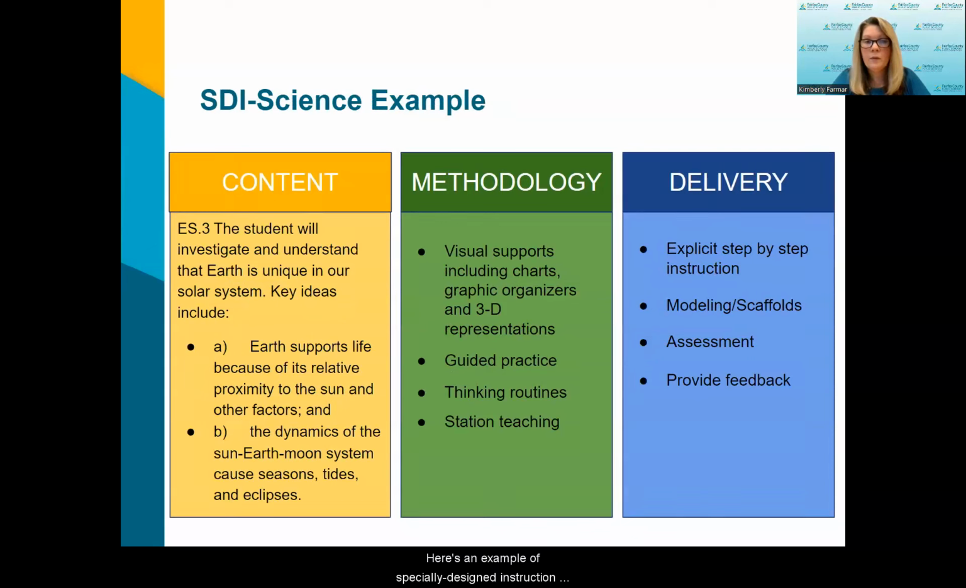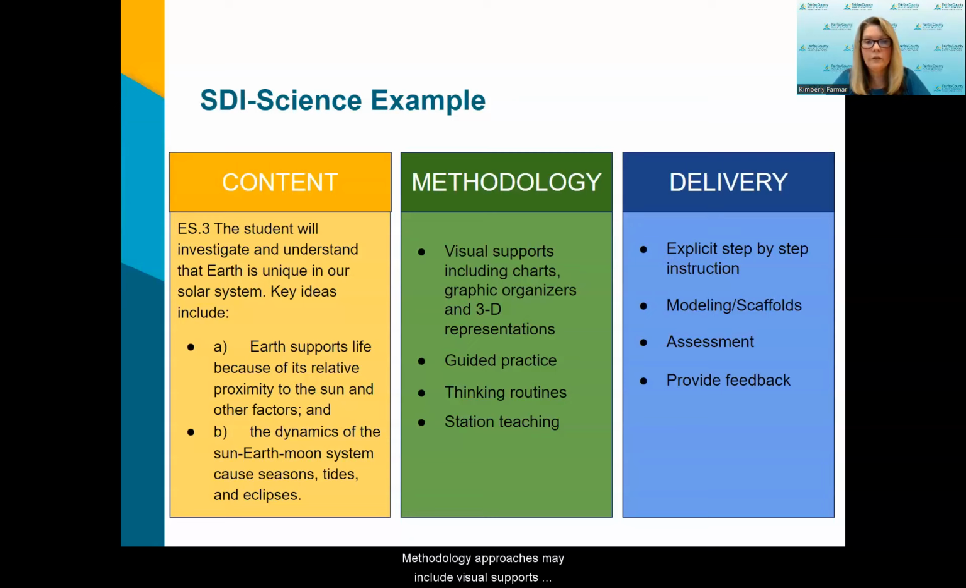Here's an example of specially designed instruction given a standard for earth science that indicates the student will investigate and understand that Earth is unique in our solar system. Key ideas for this include that the Earth supports life because of its relative proximity to the sun and other factors, and that the dynamics of the sun-Earth-Moon system cause seasons, tides, and eclipses.